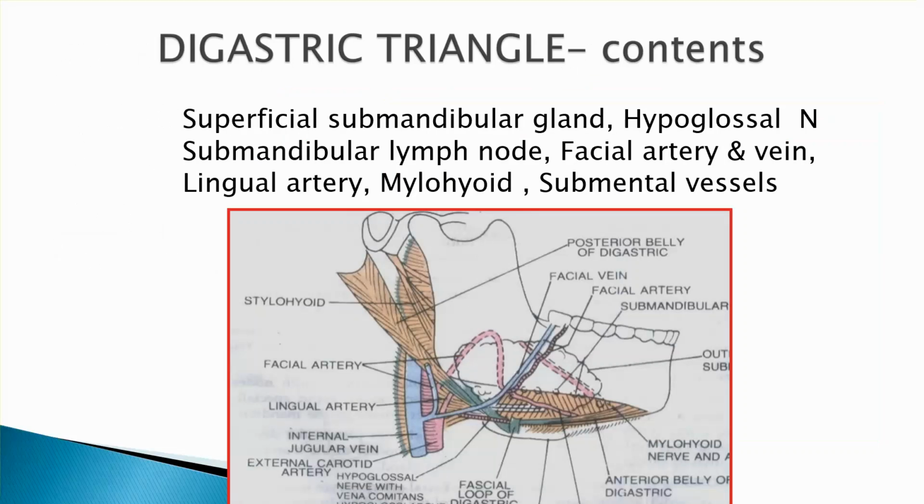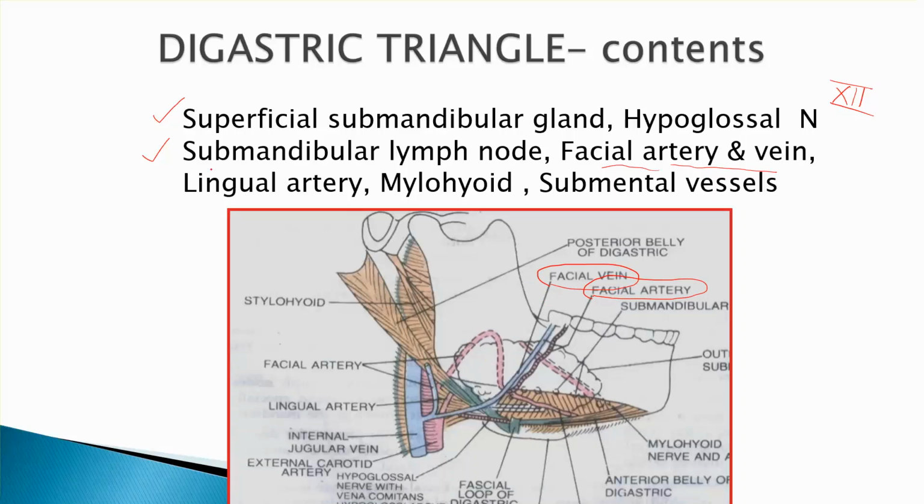Now coming to contents of the digastric triangle. You can see that there are many contents. You have the superficial part of the submandibular gland. Then you will see a nerve related, that will be the hypoglossal nerve, so that's the 12th nerve. Then you can also look for the submandibular lymph node, then the facial artery, and the vein, that can be seen here. You can see this is the facial artery, and then this is the facial vein along with it.